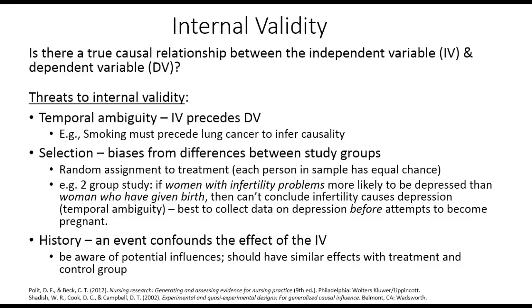So that is why we often think of random assignment to treatment as a gold standard. Why? Because when we randomly assign someone to one group or the other, every person in your sample has an equal chance of being in one group or the other. So that's one way to address this bias, is how you assign people to be in one group or the other.